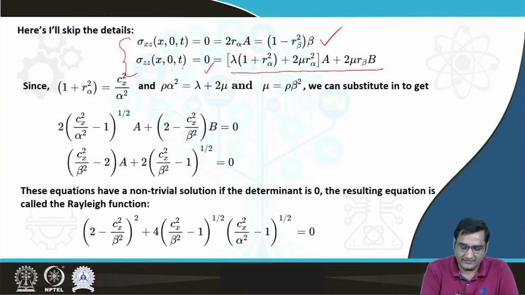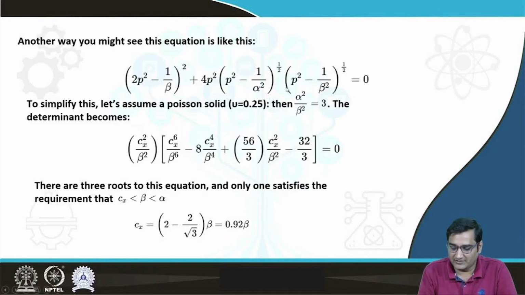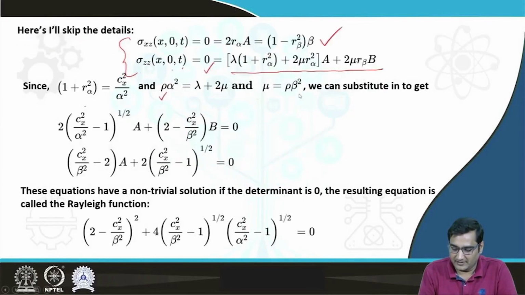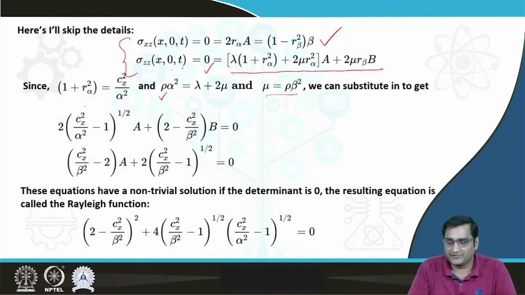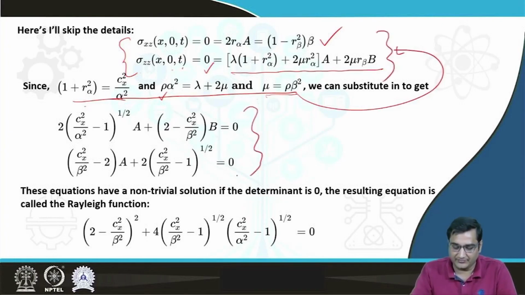We know that 1 plus r alpha squared is equal to cx squared by alpha squared, and we also know that rho alpha squared is equal to lambda plus 2 mu. Then from the shear wave velocity formula in terms of the shear modulus, mu is equal to rho beta squared. We can substitute all these three things into these two equations to get these two equations.